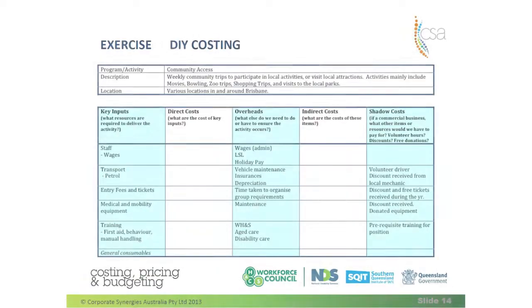We then have to consider all of the other things and all of the other resources we have in our organisation that made the trip possible. So we're moving into the middle column, which is called overheads. What else do we need to do or have to ensure that the activity occurs? Not only do we have our direct staff wages, the wages of the people on the bus that day, but we also have the wages of our administrative staff, our long service leave, our holiday pay, and our PAYG entitlements.